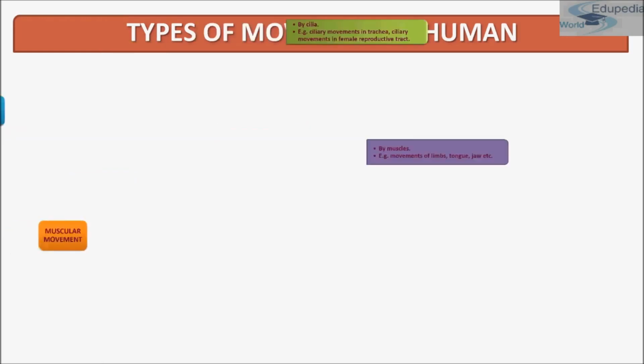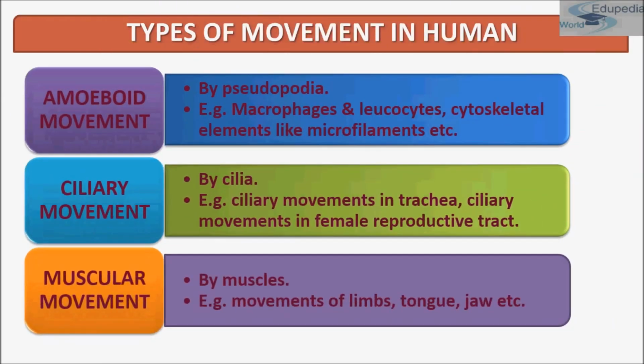My topic for the presentation is the types of movement in humans. This is the second section of the chapter Movement and Locomotion. So there are three types of movement in humans. Cells of the human body exhibit three main types of movements, namely Amoeboid, Ciliary and Muscular Movement, right?